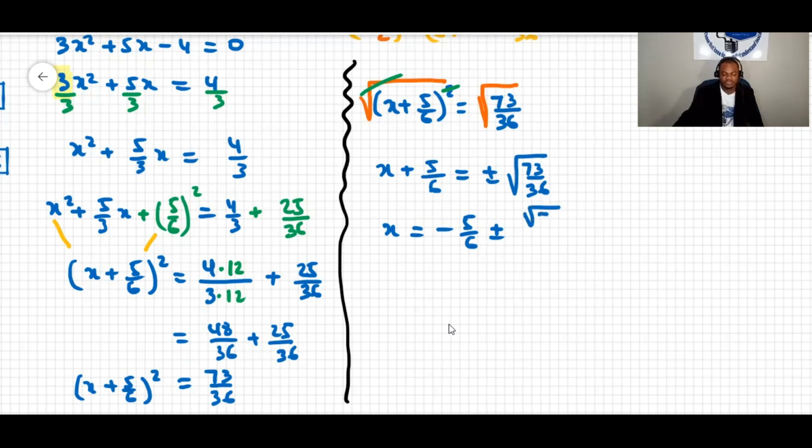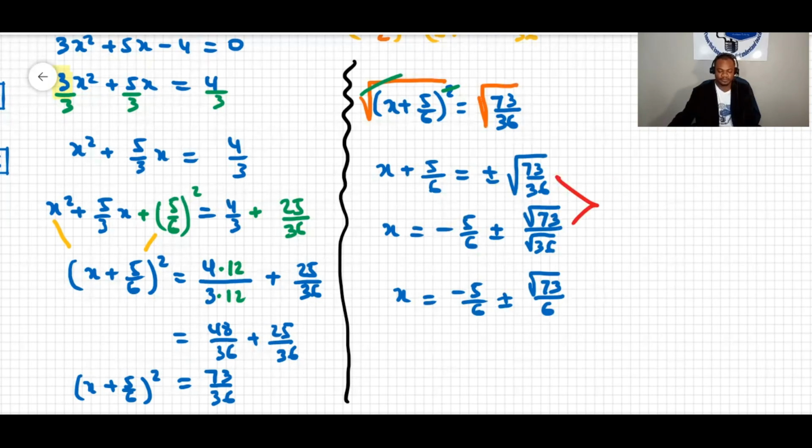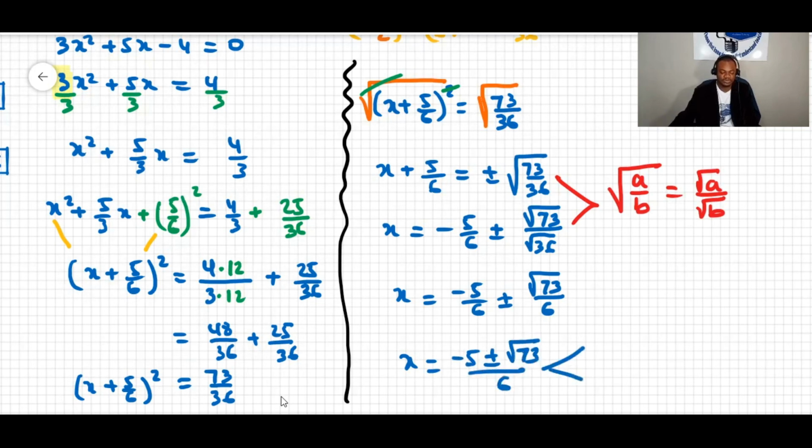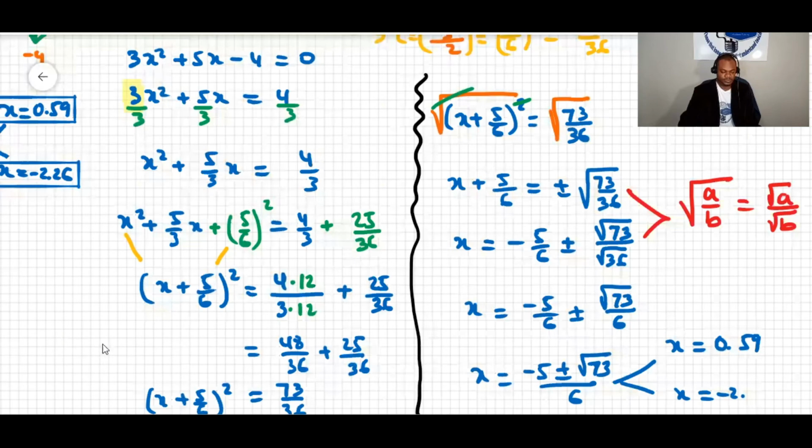So this is the square root of 73 over the square root of 36. This makes x equal to negative 5/6 plus or minus the square root of 73 over 6, because we can split this as the property says: the square root of a over b is the same as root a over root b. Then we can write x is equal to negative 5 plus or minus root 73, all over 6, and then we're going to get the answers that we got over there. x will be equal to 0.59, or x equal to negative 2.26.